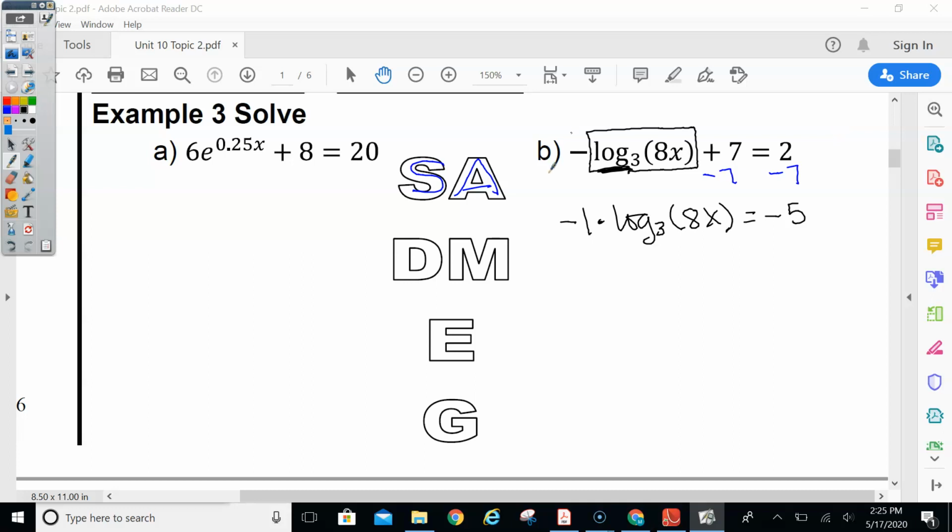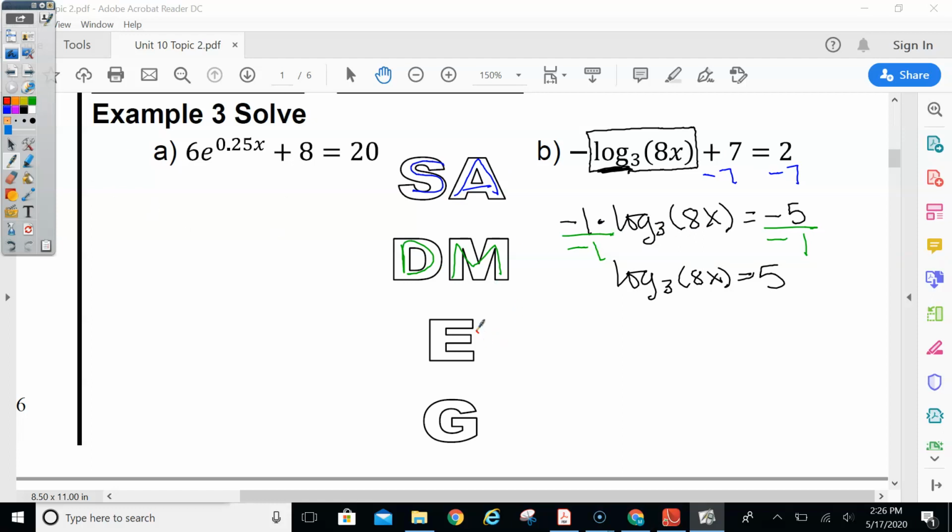But this log still isn't completely isolated. We still have that -1 in the front, so we either want to divide or multiply to get rid of it. Normally we just divide both sides by that -1. If it's a fraction, then you multiply. So here we're going to end up with log base 3 of 8x equals negative and a negative makes +5.